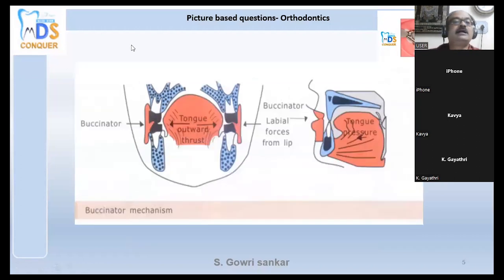And if you take the All India PG entrance around 2018 to 2020, some of the questions are particularly given on the type of forces being exerted. Which force is more, the labial force? If labial force, is it the upper or the lower? How will the tongue pressure, the outward thrust of the tongue, compare on the upper part, that is in the maxilla, and in the mandible also? You can see a few questions given on that also.